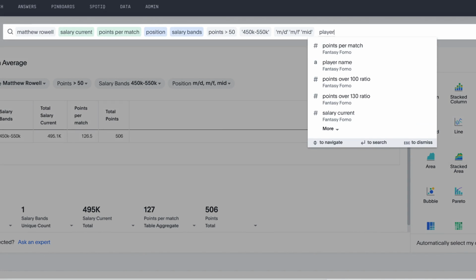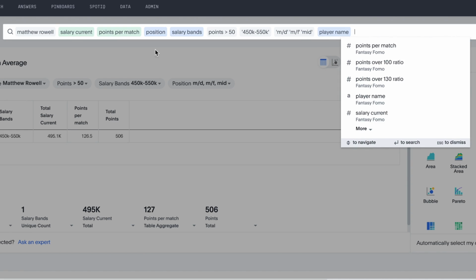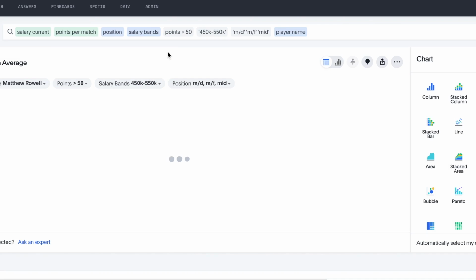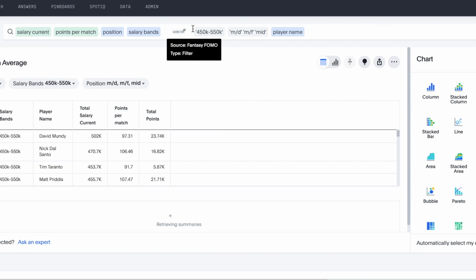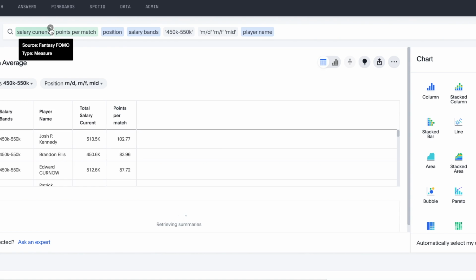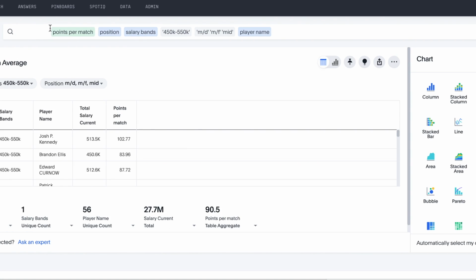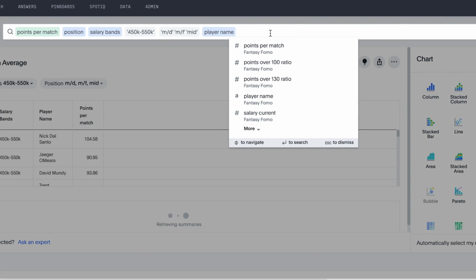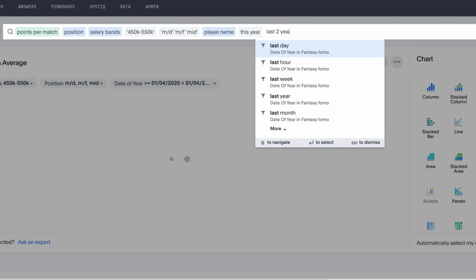Let's put player name in here so we can have a look at it, and just remove the filter on Matty Rowell. Where I like to start is having a look at points per match and trying to get an idea of other players out there in this range that can get high scores. So we want to restrict this data down to this year and also the last 2 years, so we can look at performance over this period.